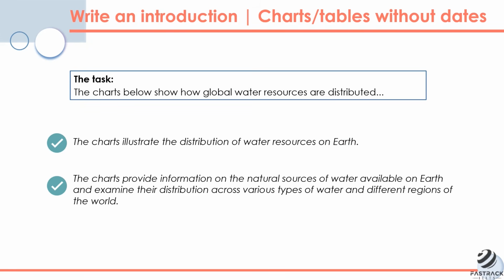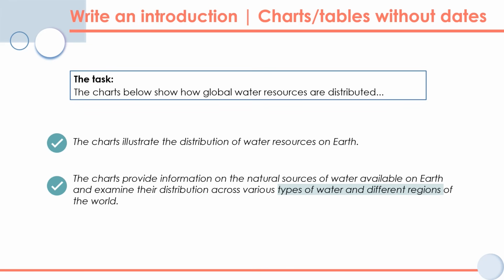The charts provide information on the natural sources of water available on Earth and examine their distribution across various types of water and different regions of the world. Types of water and regions are what we see on our charts, so I used this information in the introduction. As a result, it's longer than the introduction I showed you before, but it works just as well.